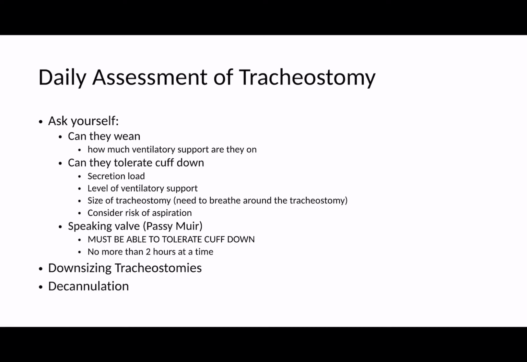Then, once you've done that, you need to ask yourself a few questions. Can they wean? Now, we'll go through a huge amount on ventilation in the following talks. However, if their level of ventilatory support is small, you could start to think about giving them trials of what we call trache mask. This is where you take them off the ventilator, put an oxygen mask over their tracheostomy and let them breathe through the trache. Again, we'll go through a lot more of that in later talks when we talk about ventilation.